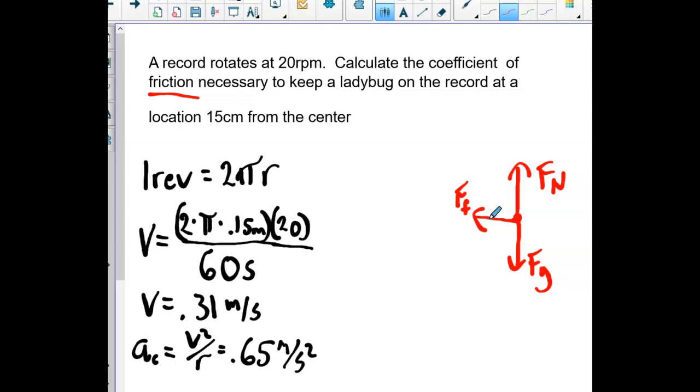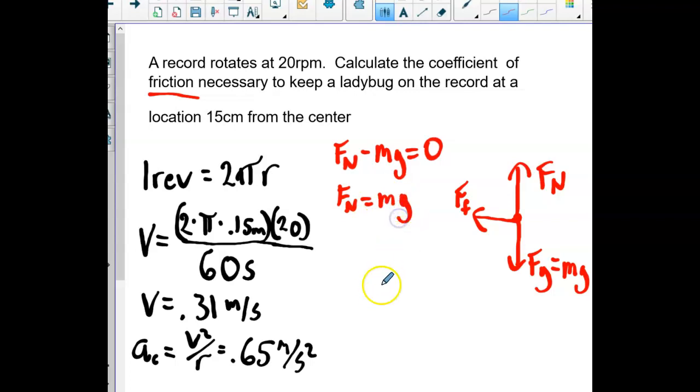Well, here, now I have the ability to solve in the vertical and horizontal. I know force of gravity is equal to mg. And if I look in the vertical, I see Fn minus mg is equal to 0. So I know that my normal force is equal to mg. And I know that my frictional force is equal to my centripetal net force, my net force from my centripetal acceleration, that's mv squared over r.